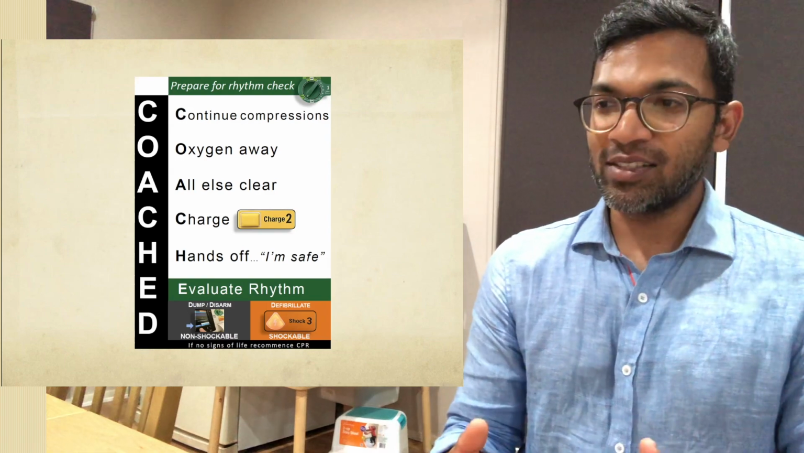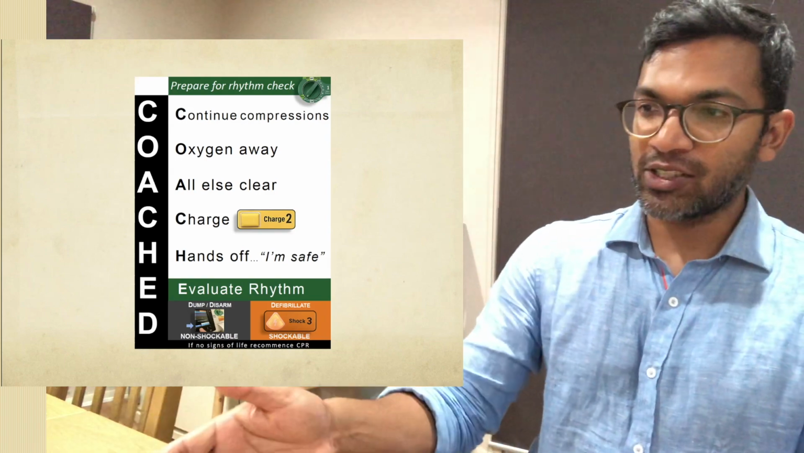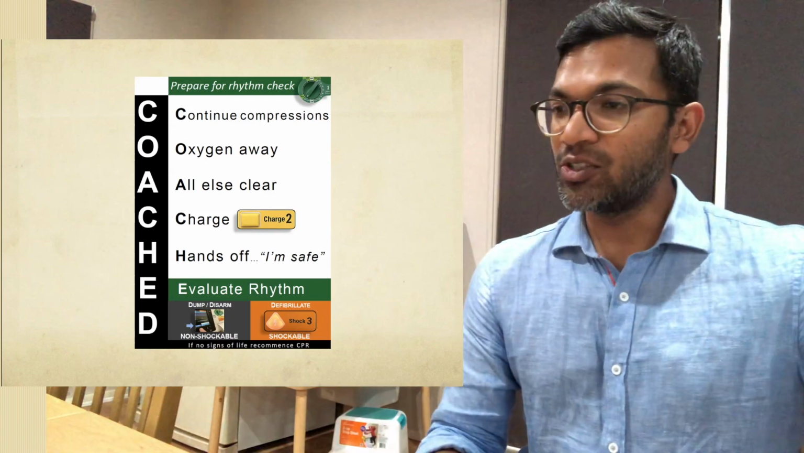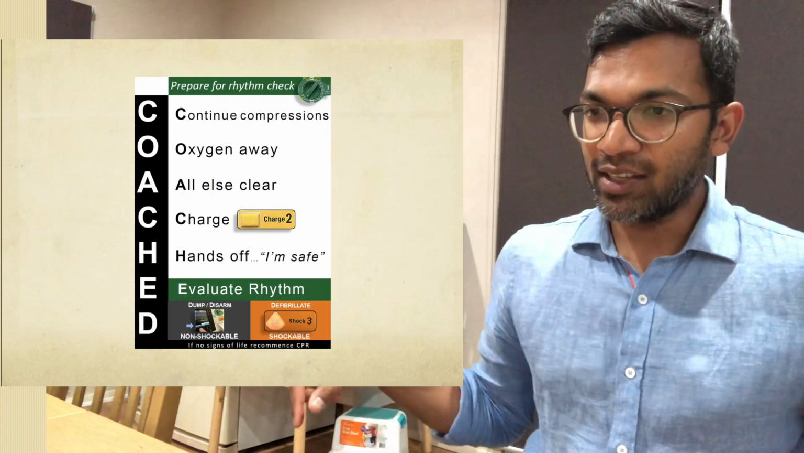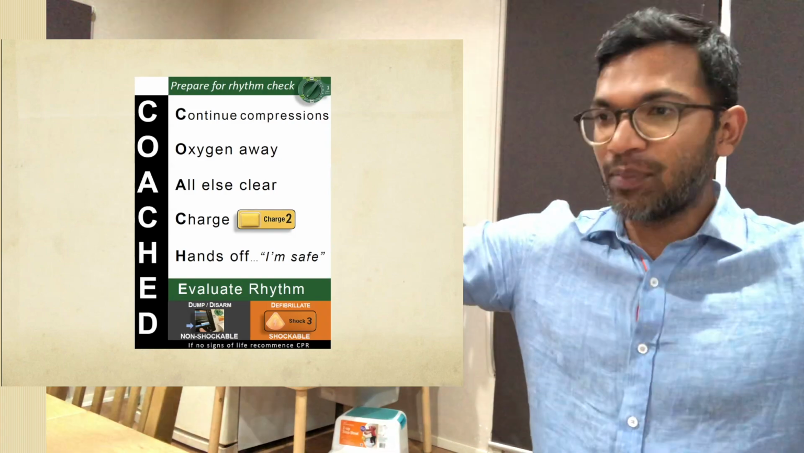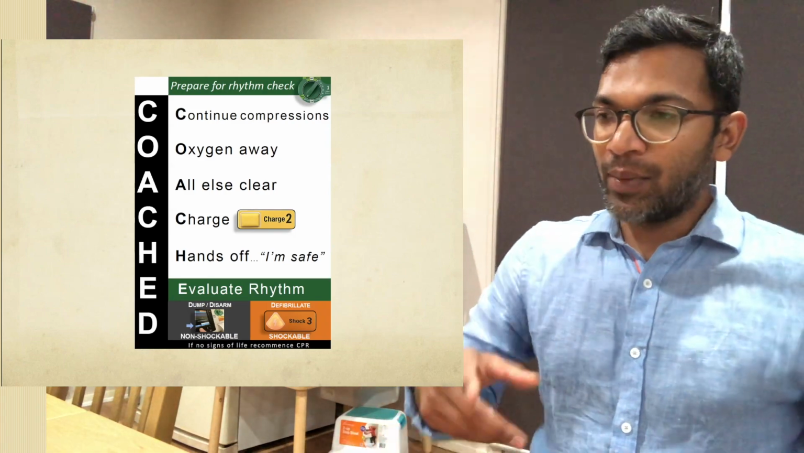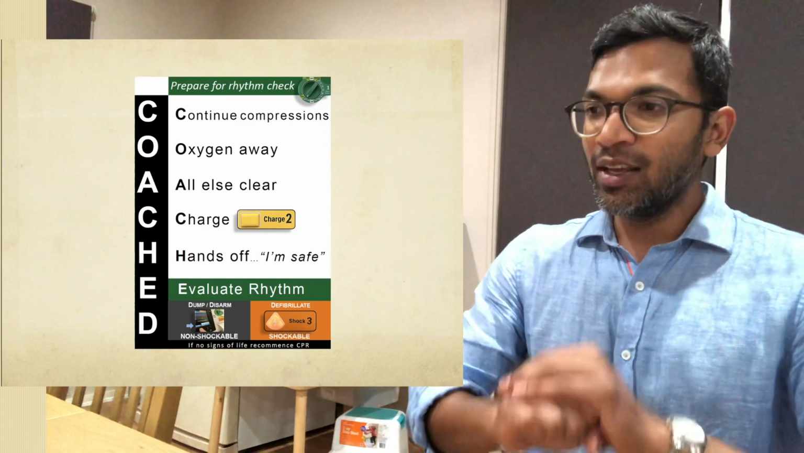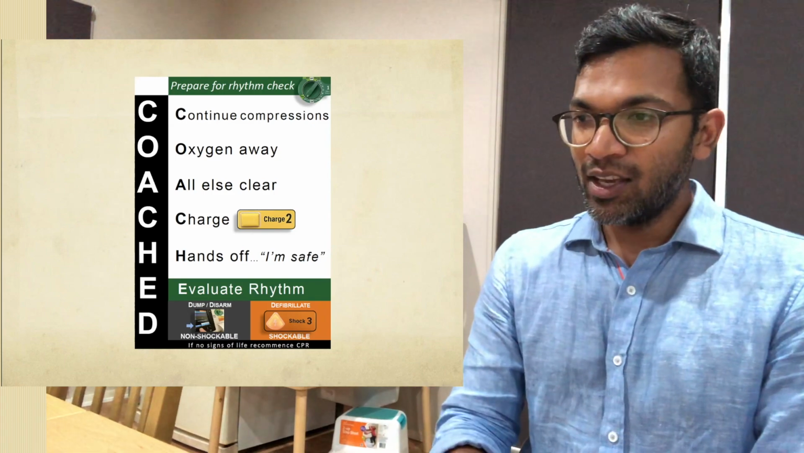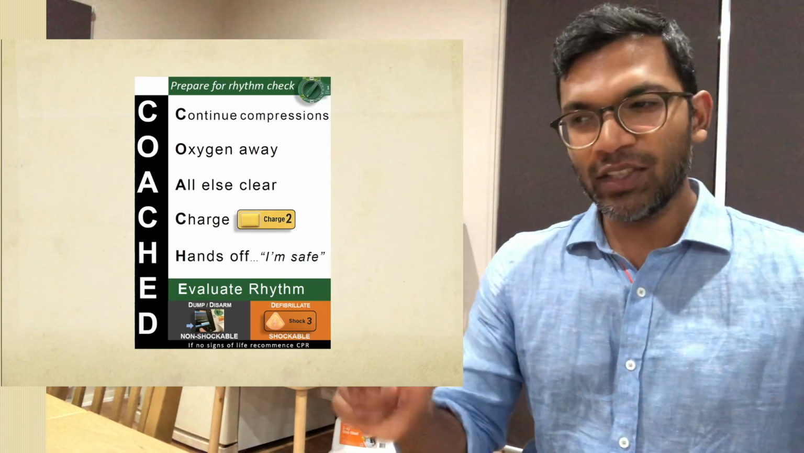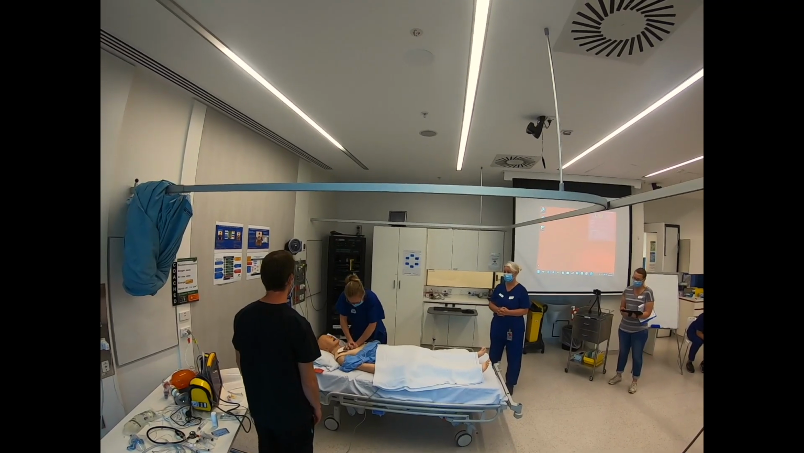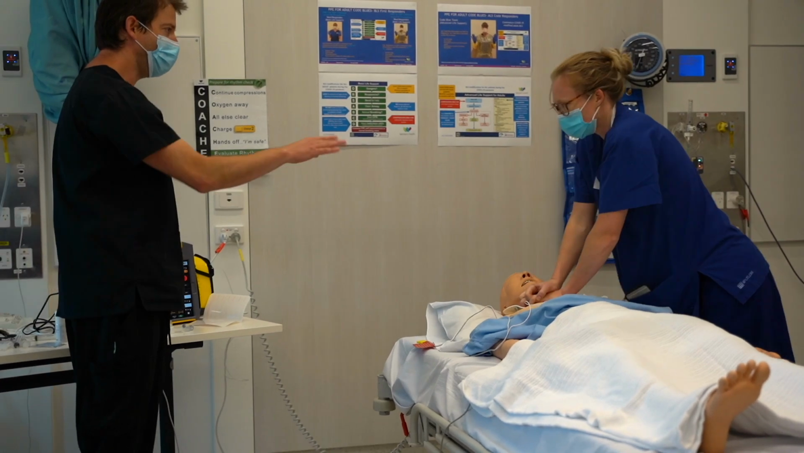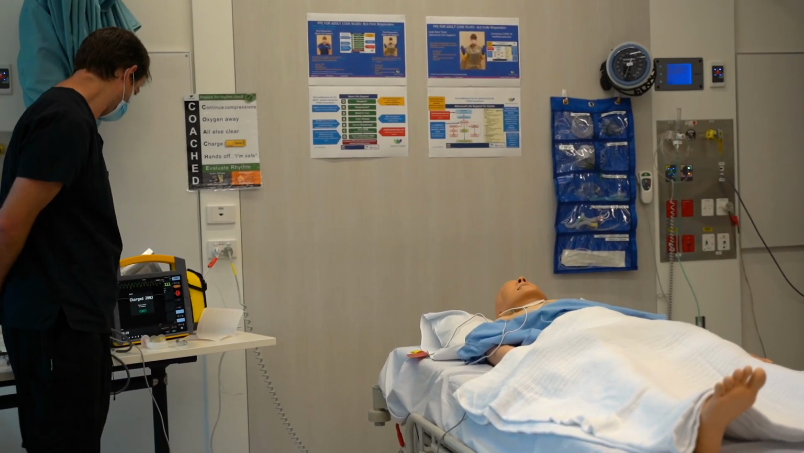And so the defib person will literally say, continue compressions, oxygen away, because you don't want oxygen near where you might be putting electricity. All else clear. So imagine now everyone's just stepped away, including the airway person, but the chest compressor is still going because you want to have minimal interruptions. You then charge, which still feels a bit weird, right? You're charging and putting a live defib while someone is doing chest compressions and touching the patient. But that's why we drill this, to keep it safe.